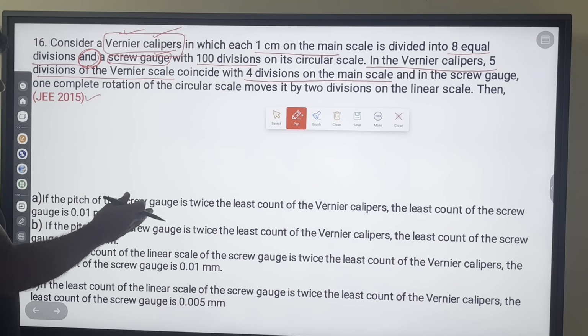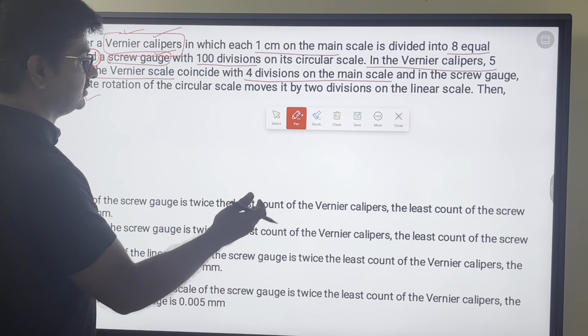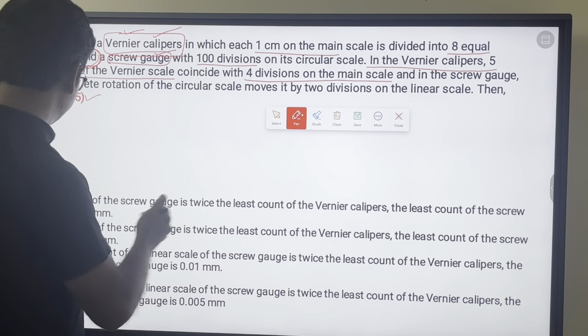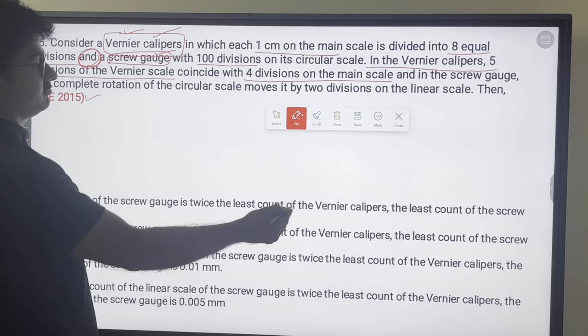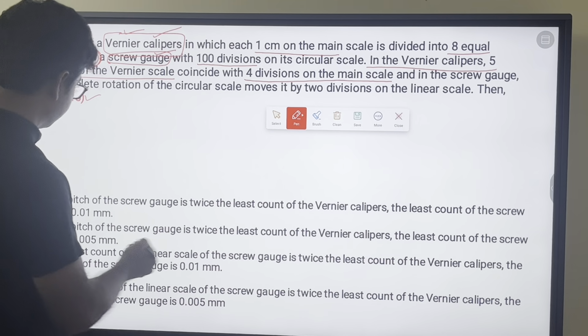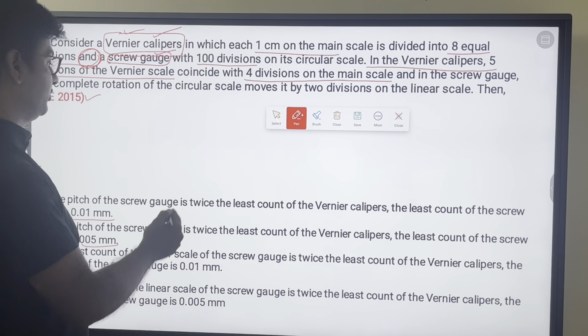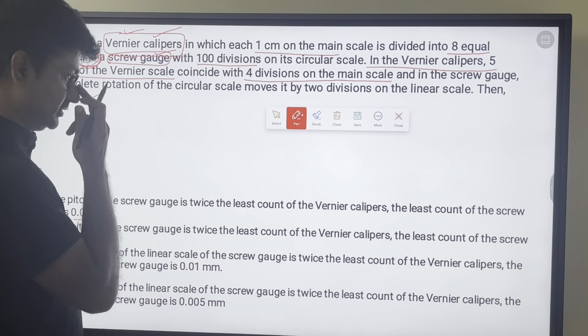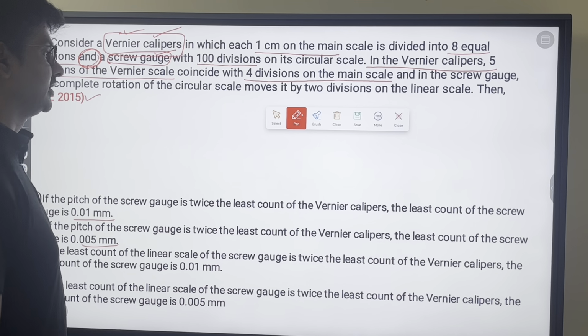If the pitch of the screw gauge is twice the least count of the vernier calipers, the least count of the screw gauge is 0.01 mm. That is the first option. The second one: if the pitch of the screw gauge is twice the least count of the vernier calipers, the least count of the screw gauge is 0.005 mm. Now this is given about the pitch and the least count, the relation between the pitch of the screw gauge and the least count of the vernier calipers.